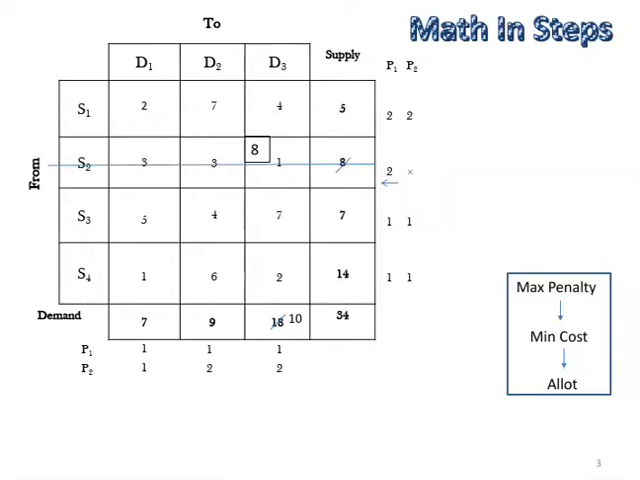Now in the second stage penalties, we'll again look at the maximum penalty. So this time maximum penalty is occurring at 3 places: in the first row, in the second column and in the third column. In the first row, the maximum penalty corresponds to minimum cost, which is 2. In the second column, it corresponds to the minimum cost, which is 4, and in the third column it corresponds to minimum cost, which is 2.